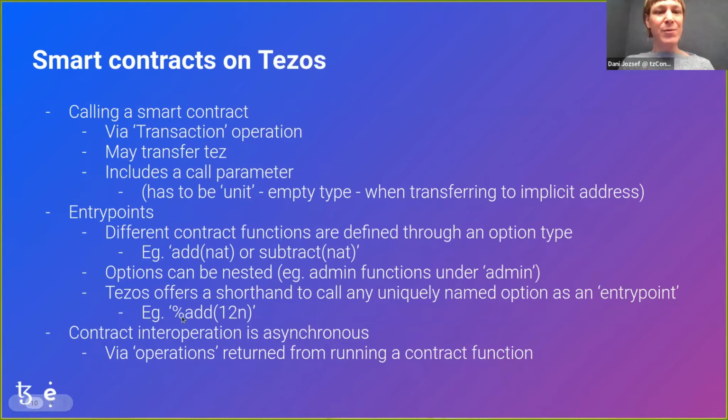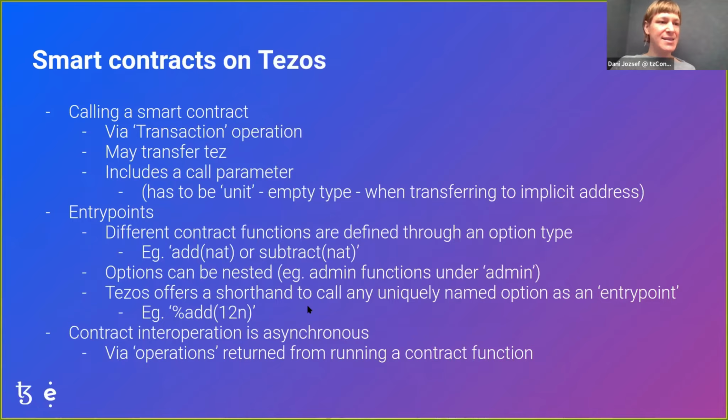So the way that we would notate that is percent mark add and 12 nat. It just shows that it's a natural number and not an integer in Michelson. And this way Tezos would know that you want to call this smart contract with that specific type of input. And of course, the add functionality would run.